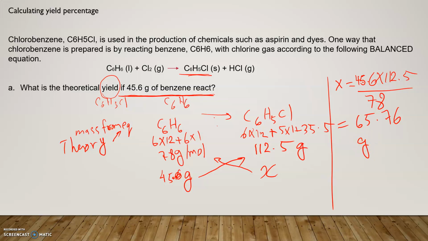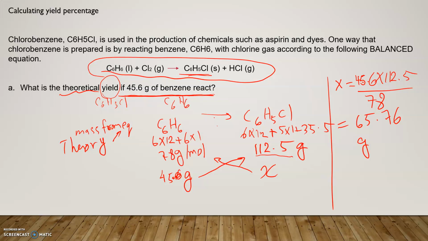So this is only in theory. This is only calculated from the equation he has given us. This is not us doing the experiment. So in theory, using the equation, and that's why it has to be balanced, only 78 grams, which is 1 mole, gives 112.5 grams of chlorobenzene.